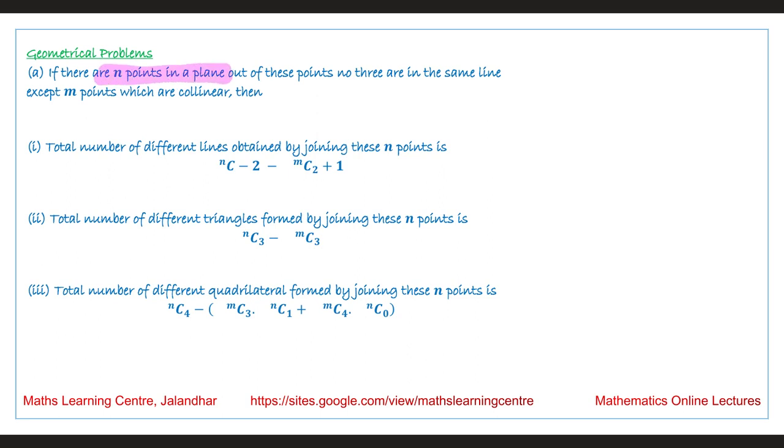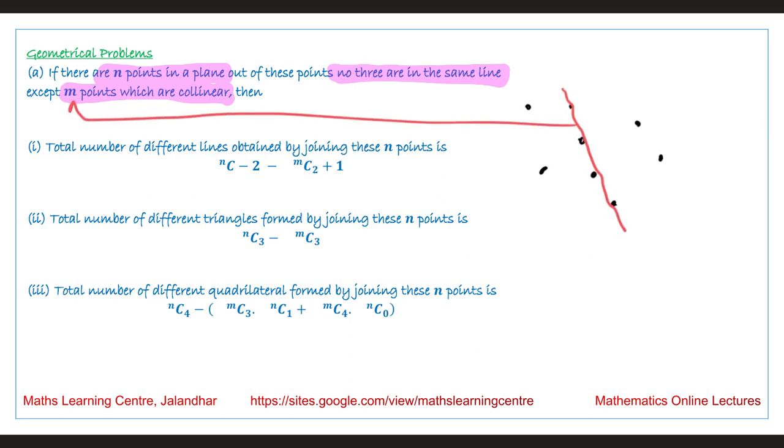If we have n points in a plane, out of these points no 3 are in the same line except the m points which are collinear. We are being given that we have n points in the plane. Suppose I am talking about these points. We are saying these 4 points are collinear, this is represented by m, and except for these 4 there are no other 3 points which are collinear.